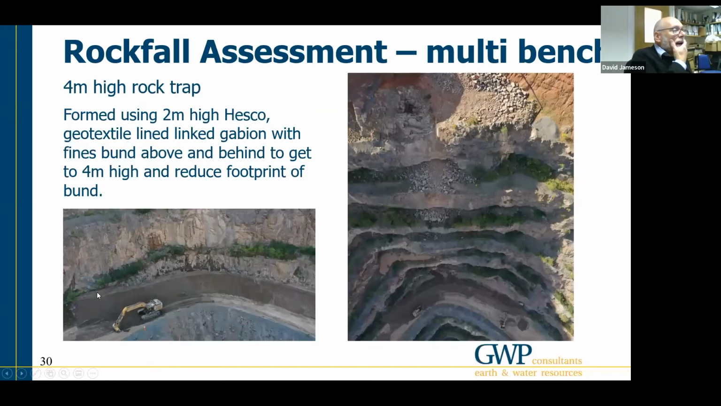So I've already said this, the ultimate design was to install a 4-meter rock trap, the lower section of which, or the inside section of which, was formed by these 2-meter high HESCO geotextile lined gabion baskets with fines placed above it to give us the ultimate 4-meter high rock trap, and that reduced the overall footprint of the bund. You can see it being formed here, just going around the corner there, quite an open, clean slope there at the moment.